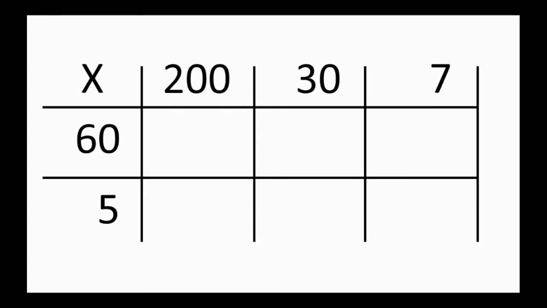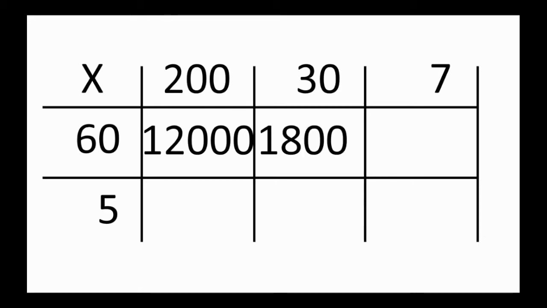So we're going to take the 200 and we're going to multiply by 60 and write the answer into the grid. We're then next going to take the 30 and multiply it by 60 and take the 7 and multiply by 60. We're then going to do the same with the next row.